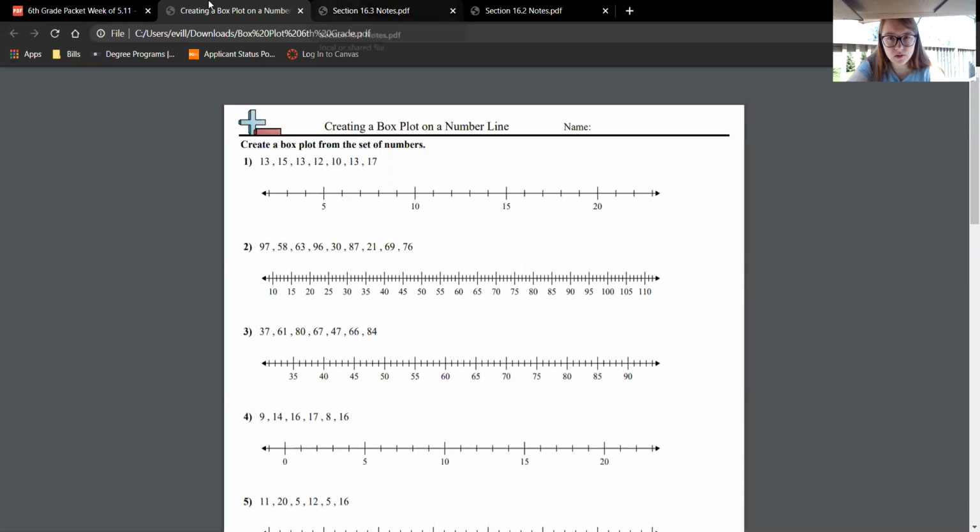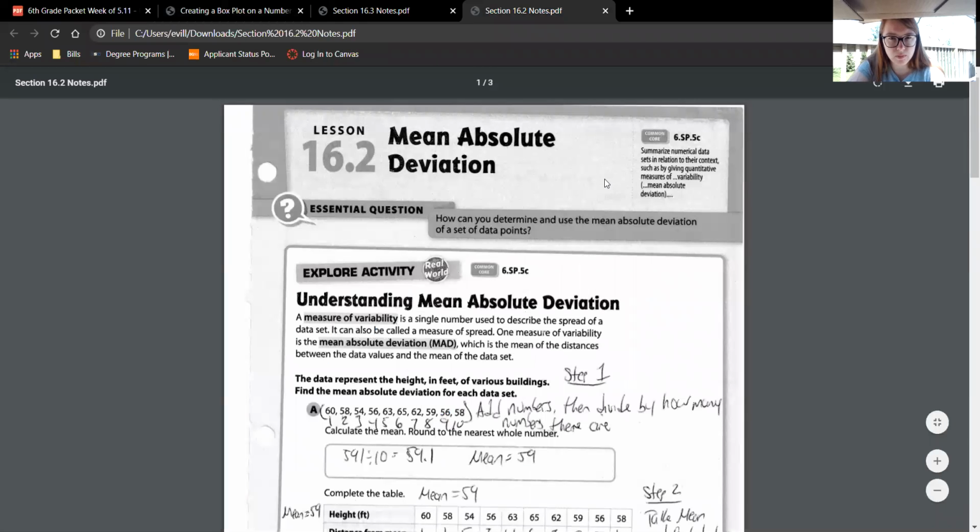I think I can move this. Yeah! Don't mind me figuring out things.